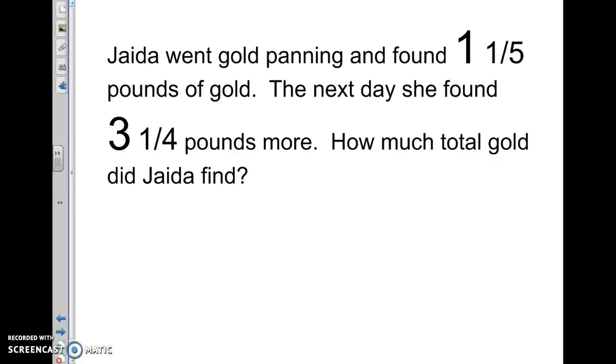Jada went gold panning. Awesome. She found 1 1/5 pounds of gold. The next day, she found 3 1/4 pounds more. How much total gold did Jada find?